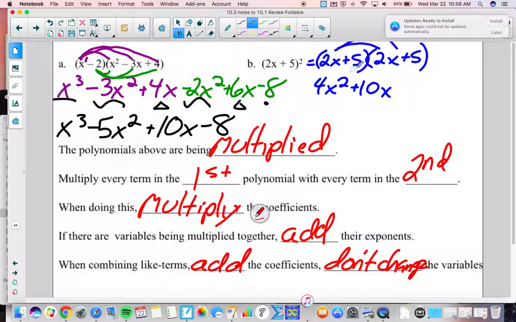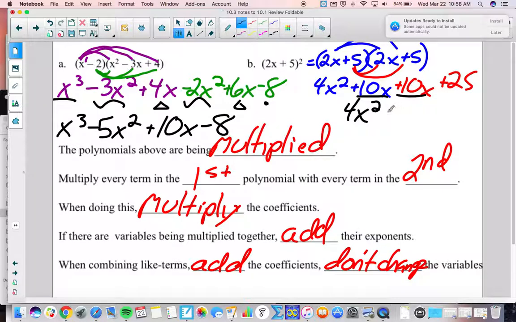And then distribute this 5 to both of the terms in the other polynomial. So we get another 10x plus 25. Final answer? Well, I can combine the 10x and the 10x. That adds to 20x. And then bring down the squared term and the constant. I'll put a box around this answer because I'm really excited about it.